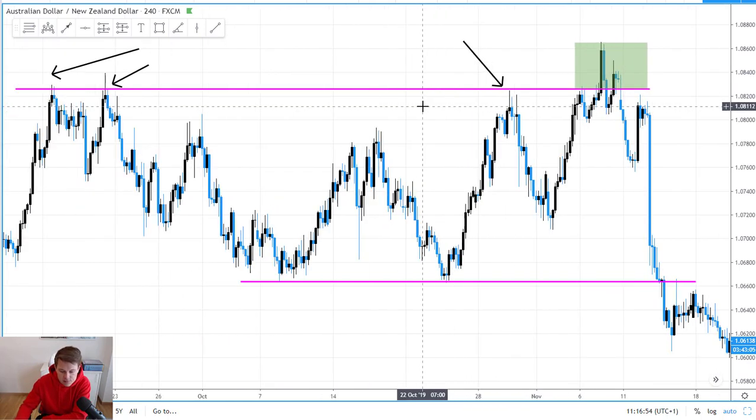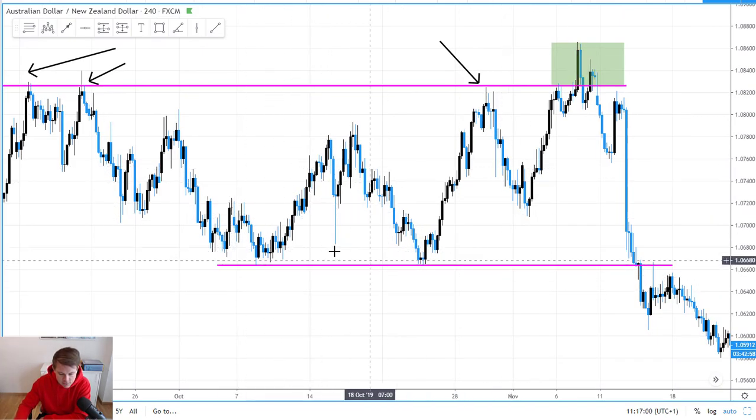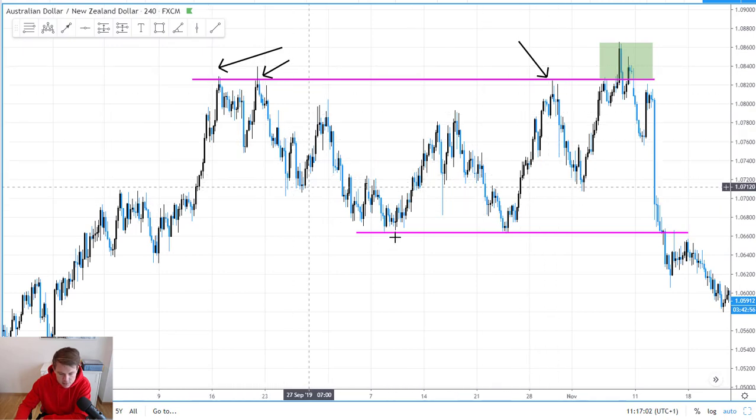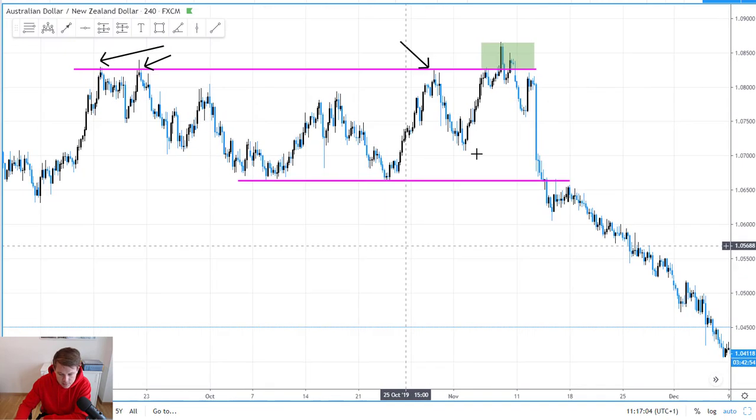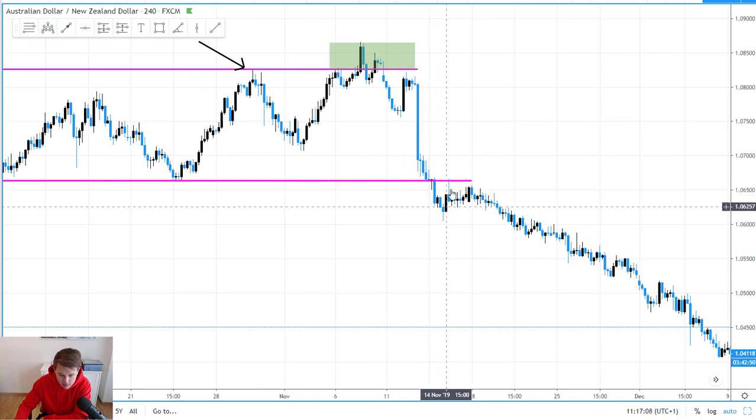The more often a level has been used, the less likely it is that it's going to work in the future. And we have seen this here as well. You can see a very well-defined range with a very good support area. And then the market broke through this. It didn't even pay attention. And then the market came back into this level.